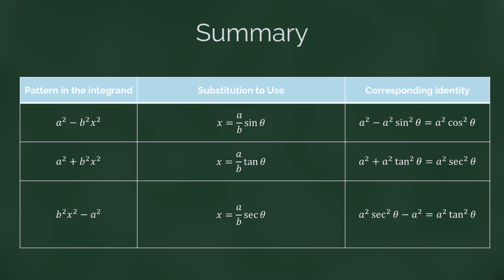And then for b squared x squared minus a squared, we'll use x equals a over b secant theta. And that's going to allow us to replace the pattern in our integrand with an a squared times the tangent squared of theta.